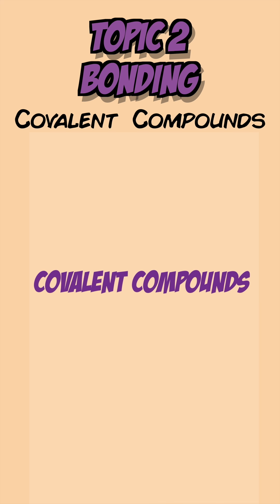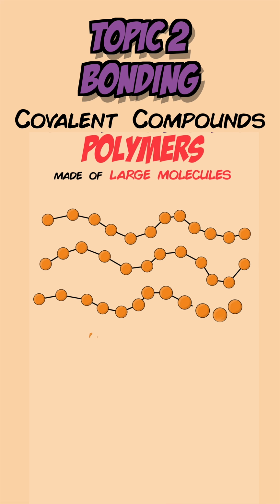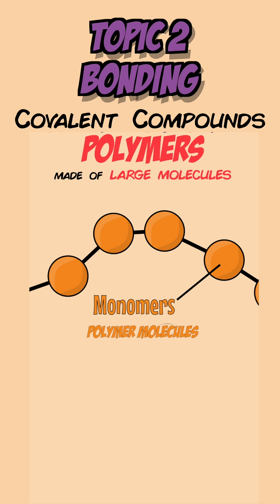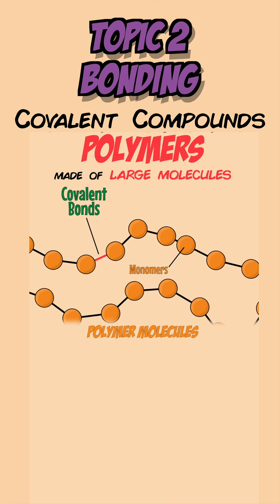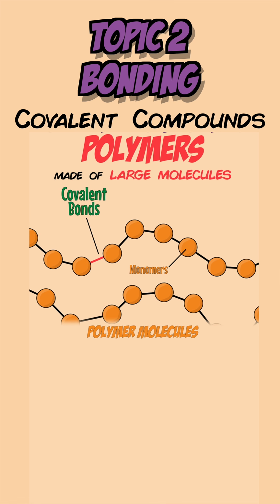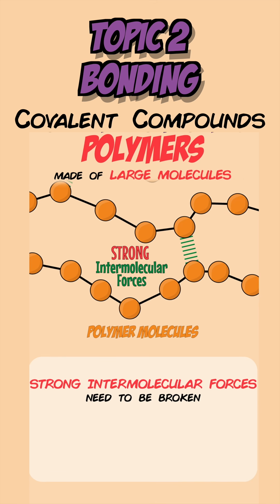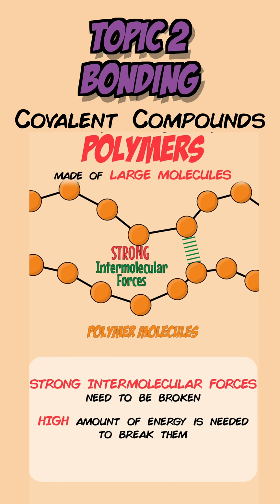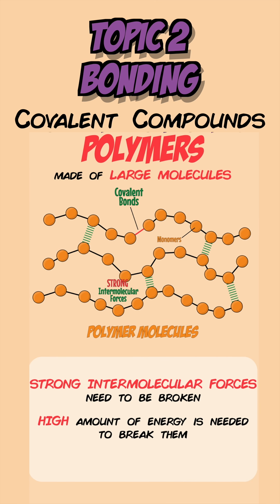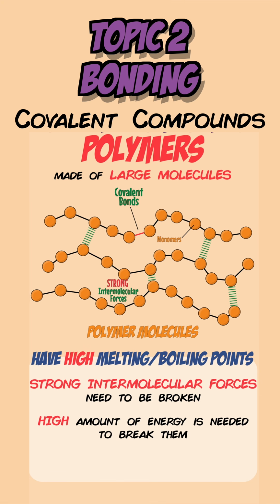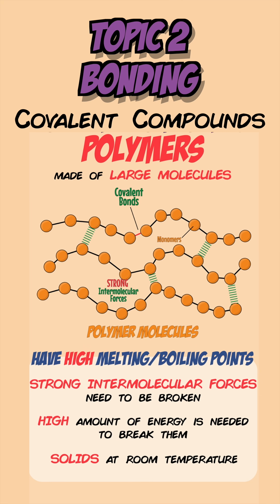The second type of covalent compounds are polymers, which are long chains made up of many repeating units known as monomers. The atoms within them are held together by covalent bonds, and these create large molecules with a lot of electrons. This gives them strong intermolecular forces which require a lot of energy to break. This means that polymers have high melting and boiling points when compared to simple molecular substances. This means they exist as solids at room temperature.